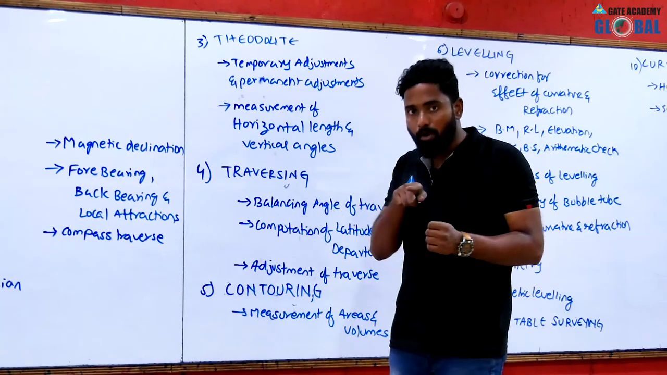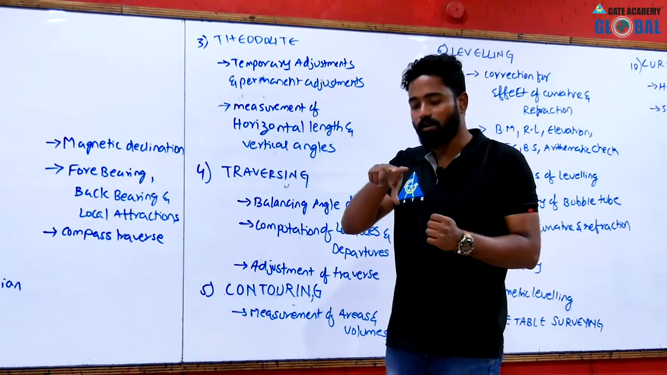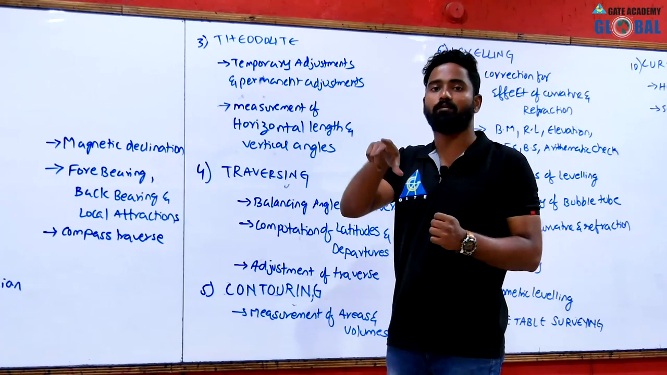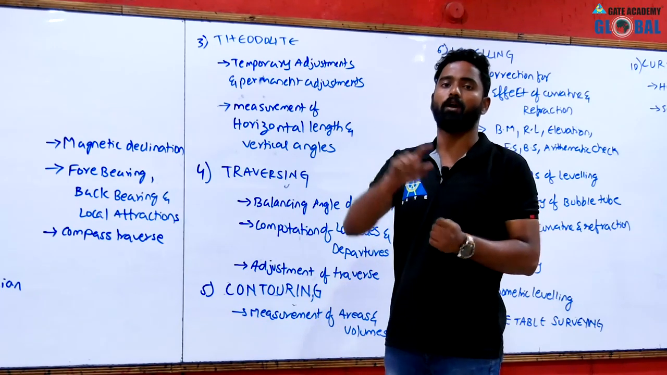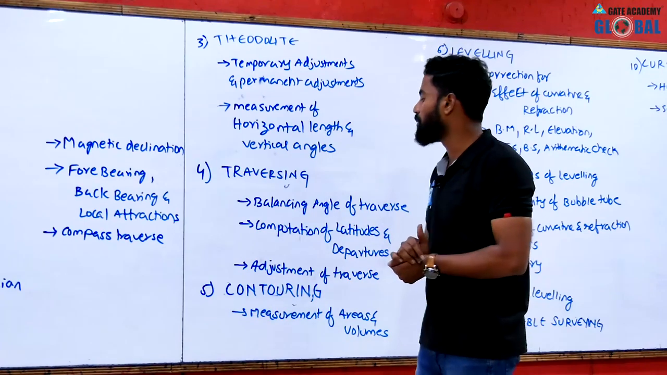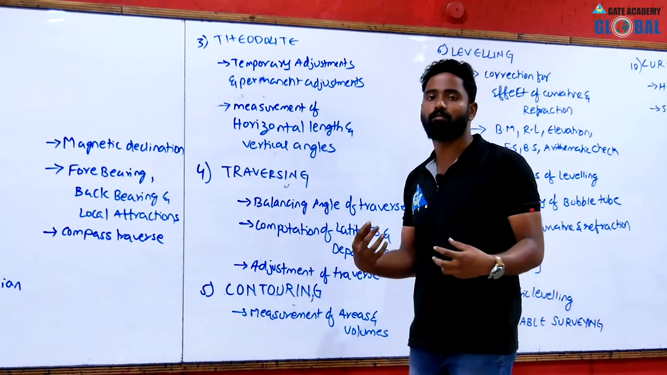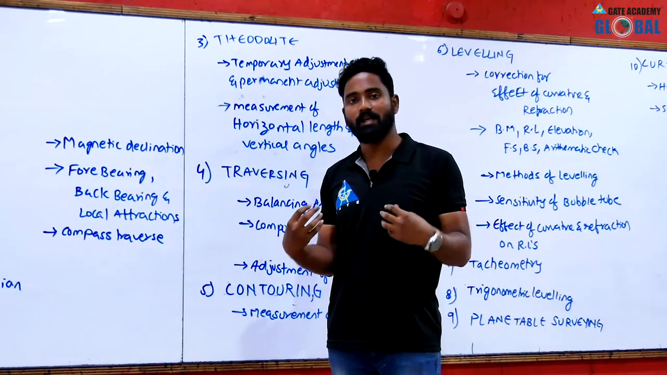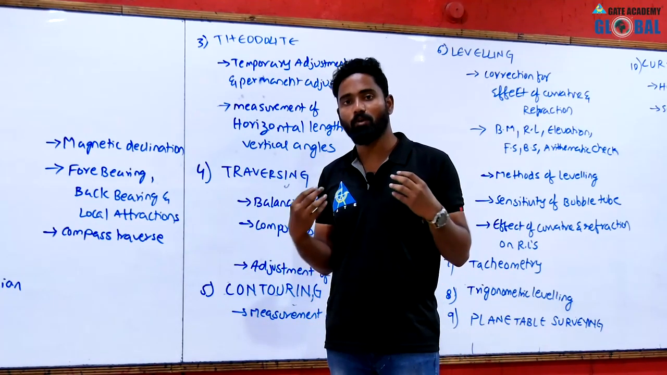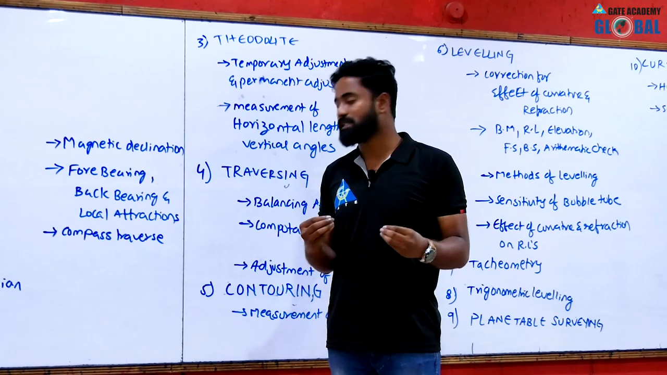And you can also mark the road on the map. That means the direction of the road that you have to provide can be marked with the help of the contours, right? So the types of contours, and the different places where you can provide the contours, can also be discussed.